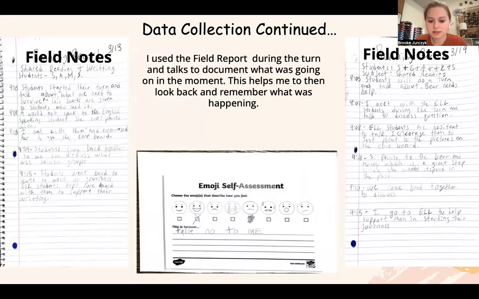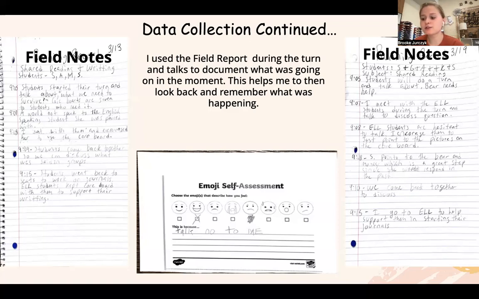Here's another emotional assessment in the middle that said, "talk no to me." So I took that as maybe their partner didn't talk to them, and that made them feel sad. So I was able to then support them in the way of active listening and taking turns when speaking.